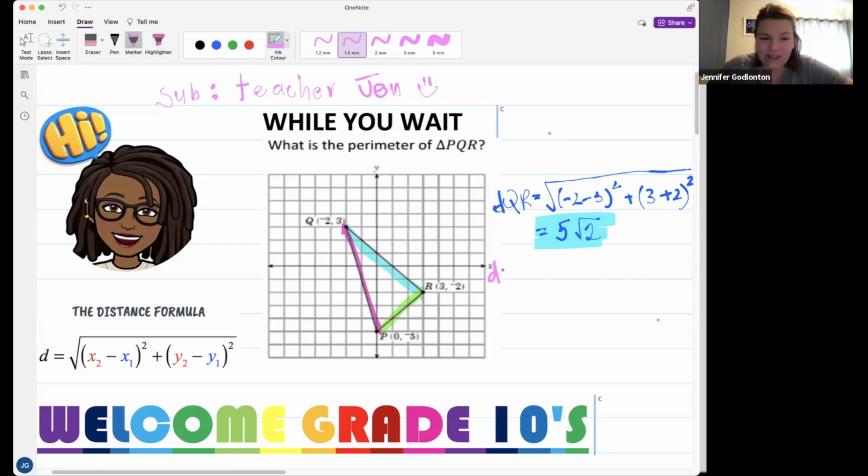Let's do the distance of QP. Okay, so again, we're just going to chuck in our square root sign. We're going to say -2 minus 0 all squared plus 3 plus 5, because it's minus -5. You're welcome to write minus and then -5 in brackets. Absolutely fine to do it like that. So we've got our square root sign. We've got -2 squared, and then we have got +8 squared. And that gives us 2 root 17.